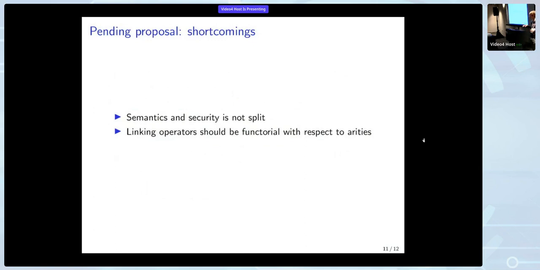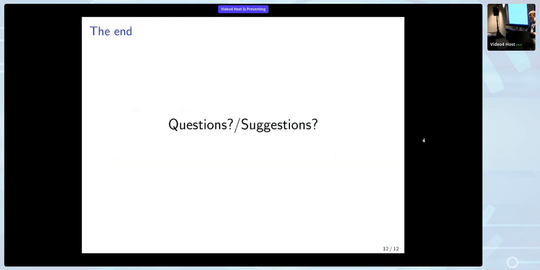The linking operator should also maybe be functorial in the arity, in the sense that if you have a context linking with a pair of programs, then it links with each of the programs in the pair, and this should be worked out and things like that. So these were the ideas we had, and I'm interested to hear opinions and things like that.